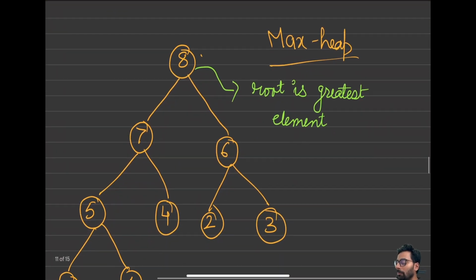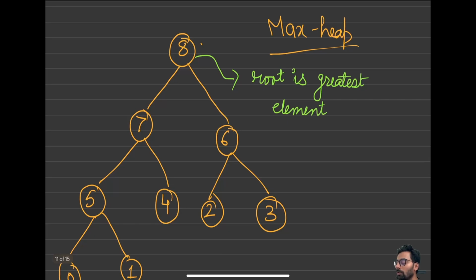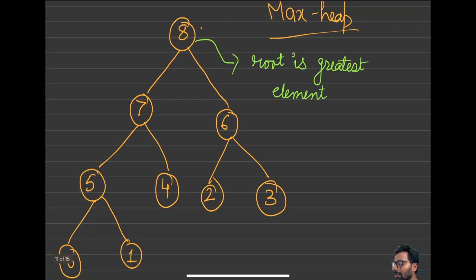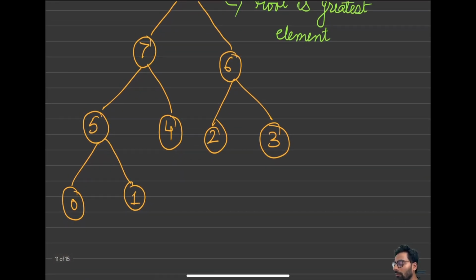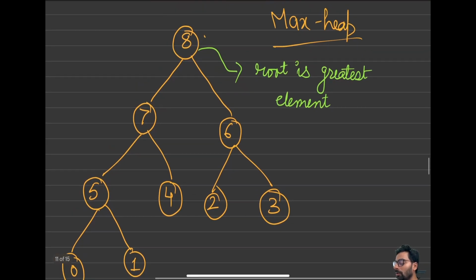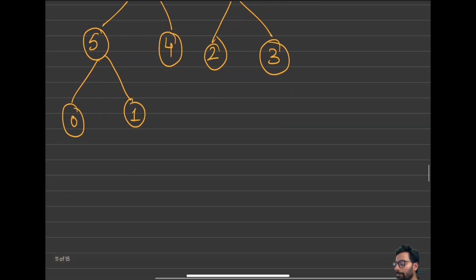Similarly, we have a max heap where the condition is that the parent value will be more than both of its children. So here you can see that the root is 8 and the children are 7 and 6, which are less than 8. Similarly, 7 is more than 5 and 4, 6 is more than 2 and 3, 5 is more than 0 and 1. So we can see that every node is satisfying the max heap condition. So here the root is the greatest element.